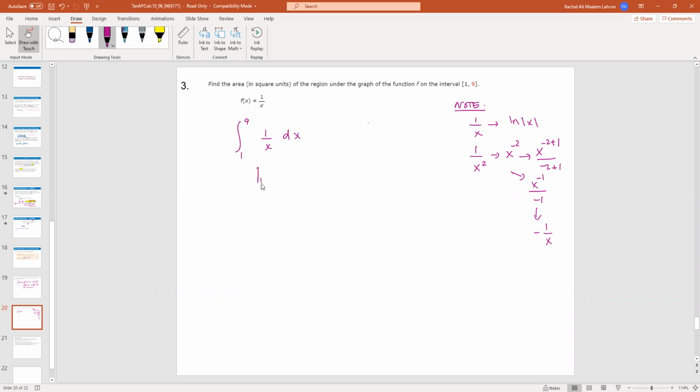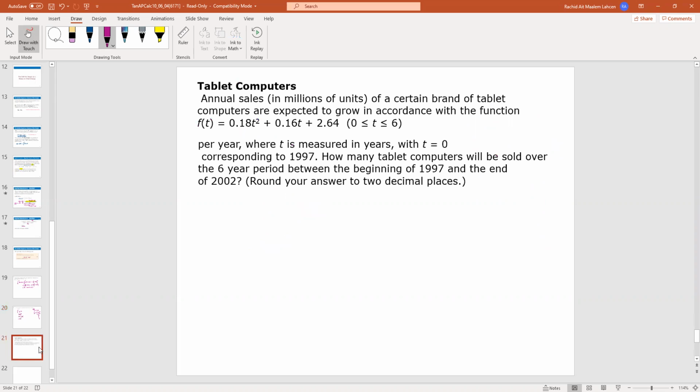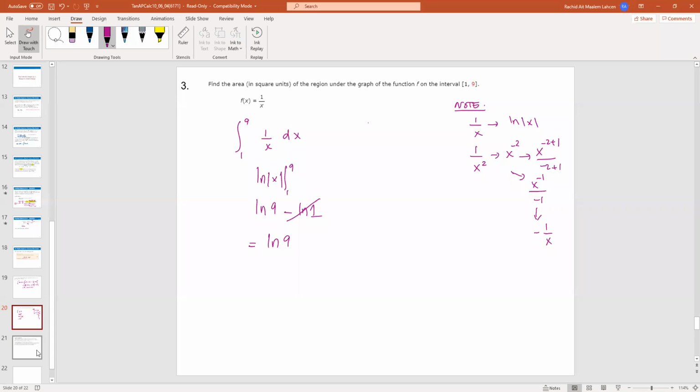So here, the antiderivative of 1 over x from 1 to 9 is the natural log. They're both positive, and the natural log of 1 is 0, so that's just going to be natural log of 9. Okay.